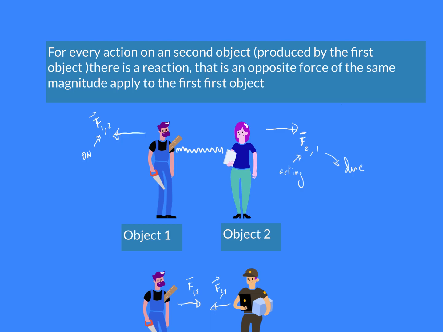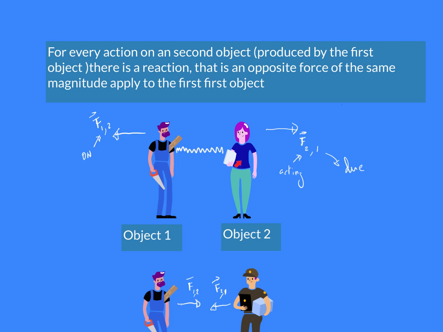It says that for every interaction that an object is doing on a second one, the second is doing the same interaction, the same force, on the first object too. So for every action on a second object produced by the first, there is of course a reaction. There is a force, and this force is opposite, with the same magnitude, but is applied to the first object.